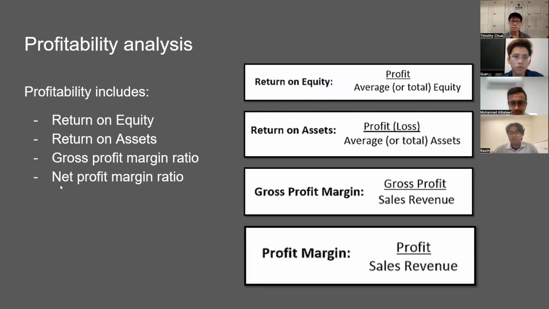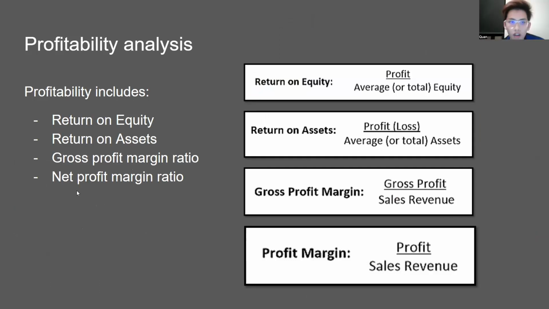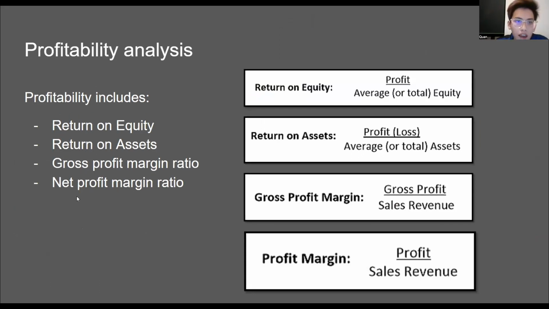For the profitability analysis, profitability analysis is a method to measure how profitable a business or product is, comparing revenue generated with the cost incurred. The profitability analysis includes return on equity, return on assets, gross profit margin ratio, and net profit margin ratio.